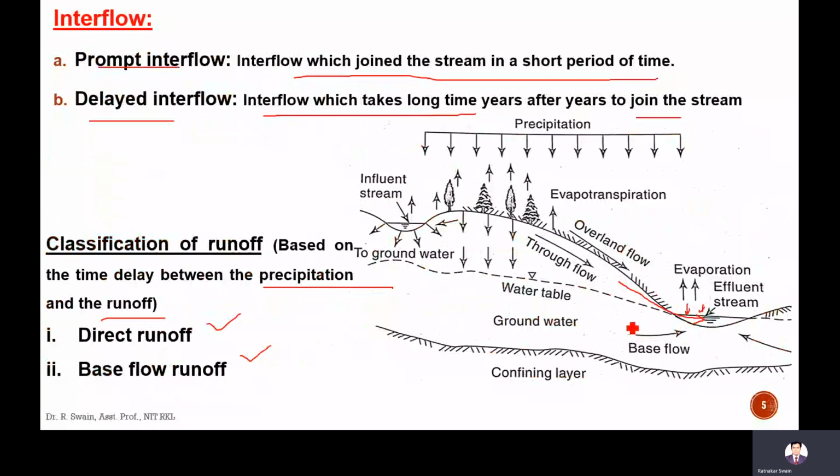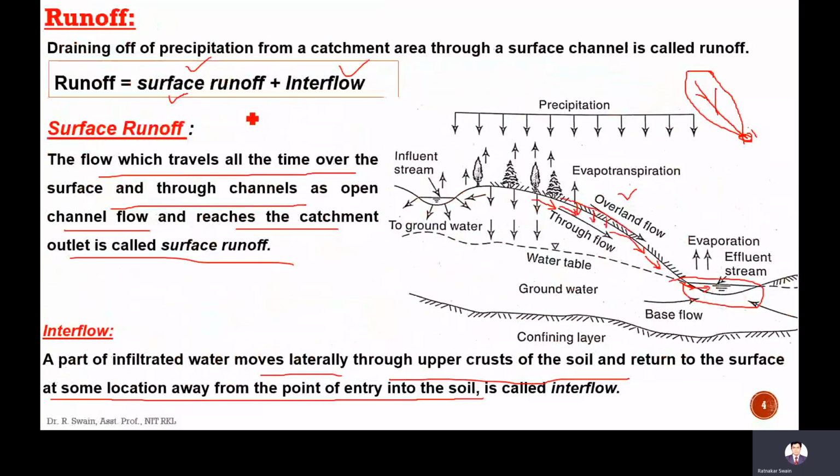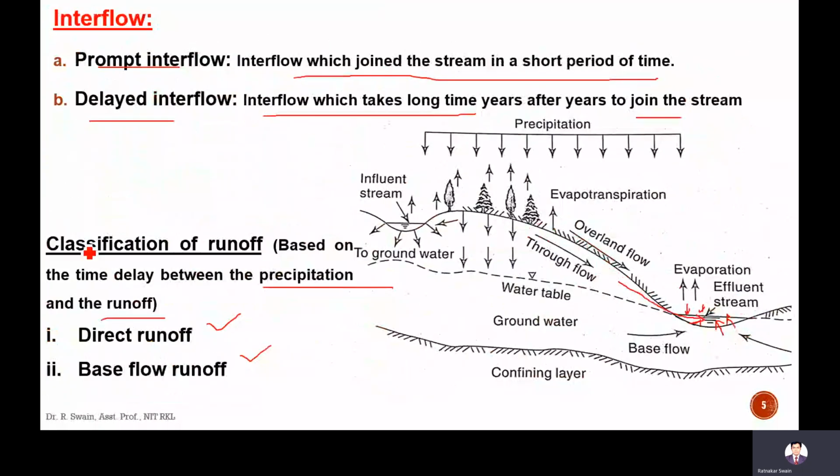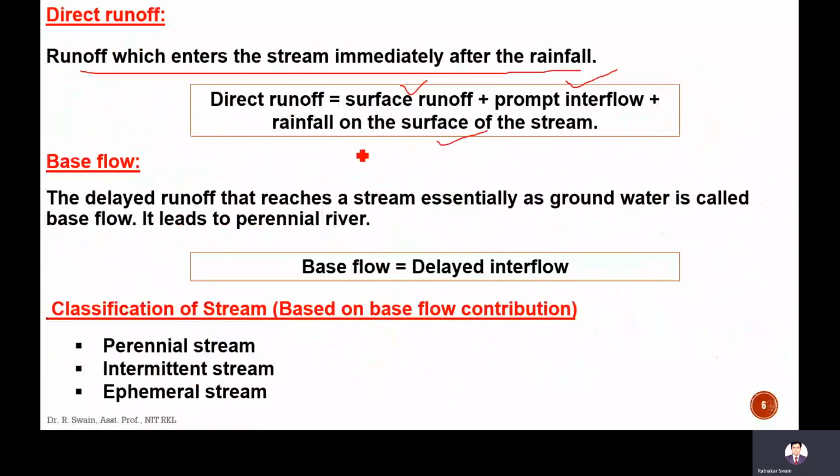Here, this is the groundwater. This groundwater joined the stream. That is delayed runoff, the delayed interflow, we can say. This base flow is nothing but that delayed interflow, because it takes a long time to reach the surface.